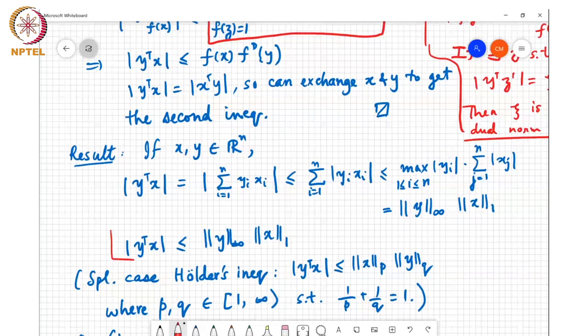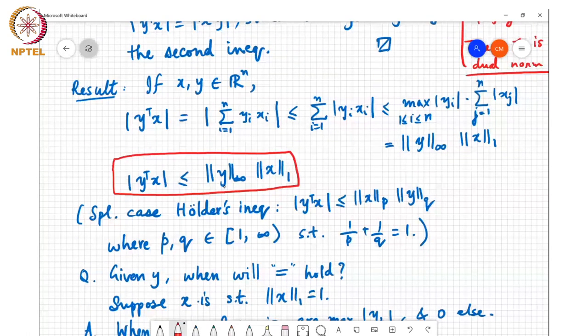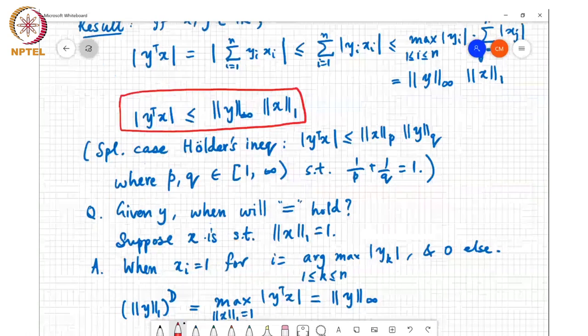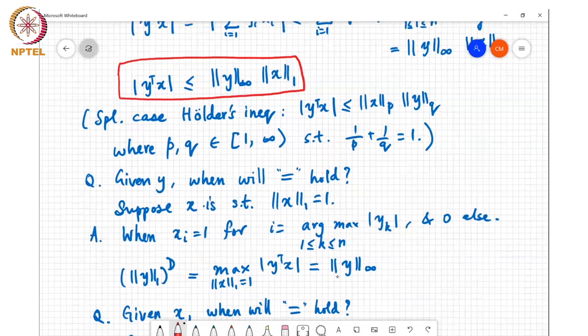So that is the process I'm trying to follow here. What I did first is I found an upper bound on mod y transpose x in terms of the L1 norm of x and the infinity norm of y. Then if I restrict the L1 norm of x to be equal to 1, I know that mod of y transpose x is less than or equal to the L infinity norm of y for all y. Then I ask, can I achieve this upper bound? Yes, I can achieve this upper bound of the norm y infinity if I choose x such that xi equals 1 for the argument i which maximizes mod yi, and 0 otherwise. And this in turn shows that the dual norm of the L1 norm is equal to the L infinity norm of y.